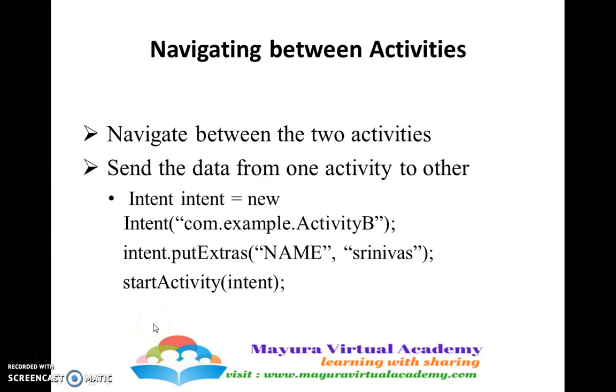In activity B, the onCreate method will be getting the bundle object. Through that bundle object, we can retrieve the data using the getExtras method using the key called name.